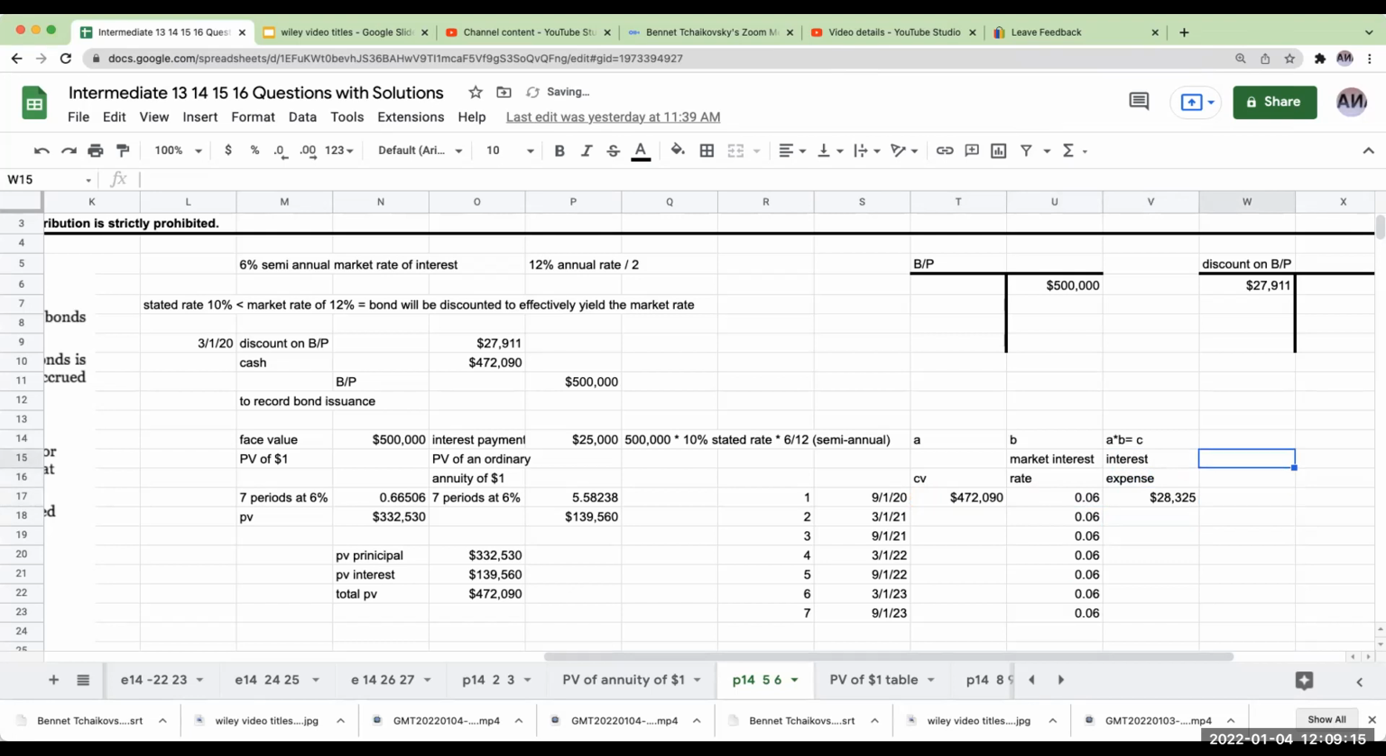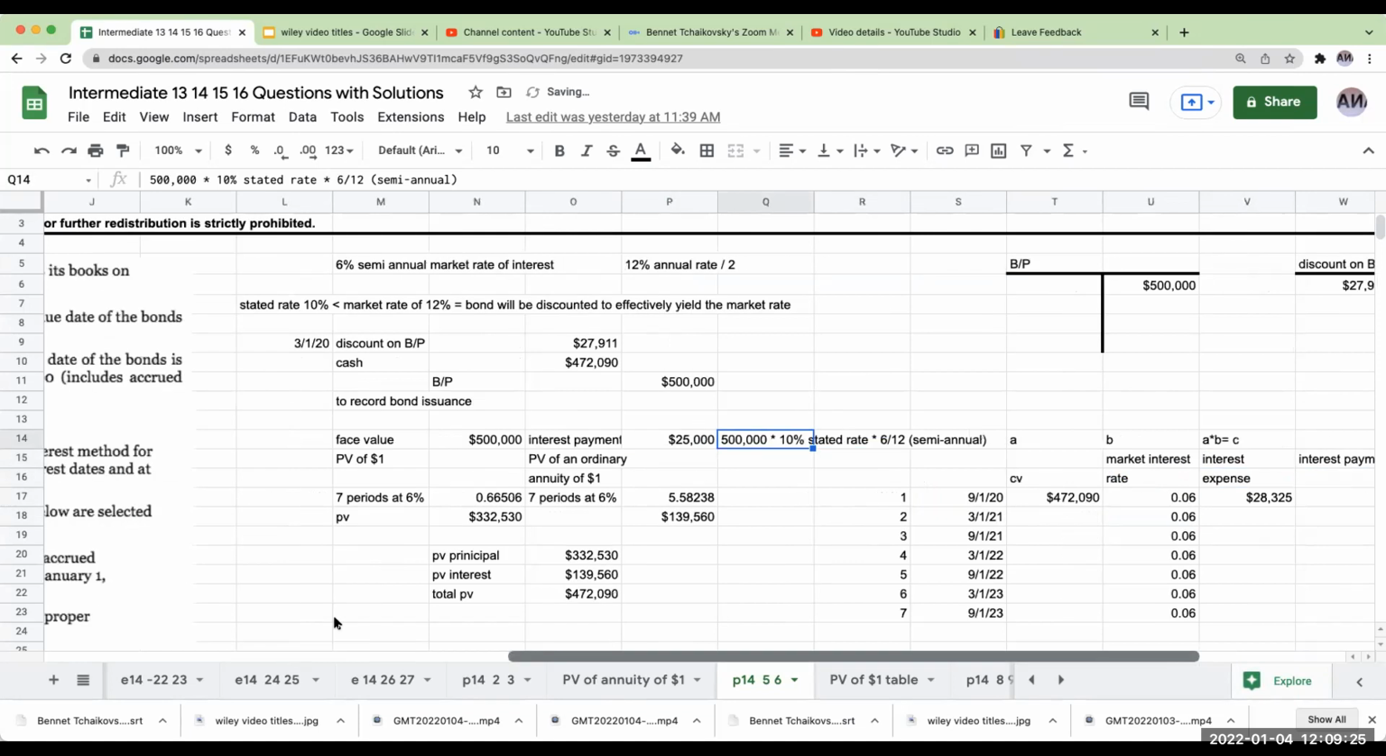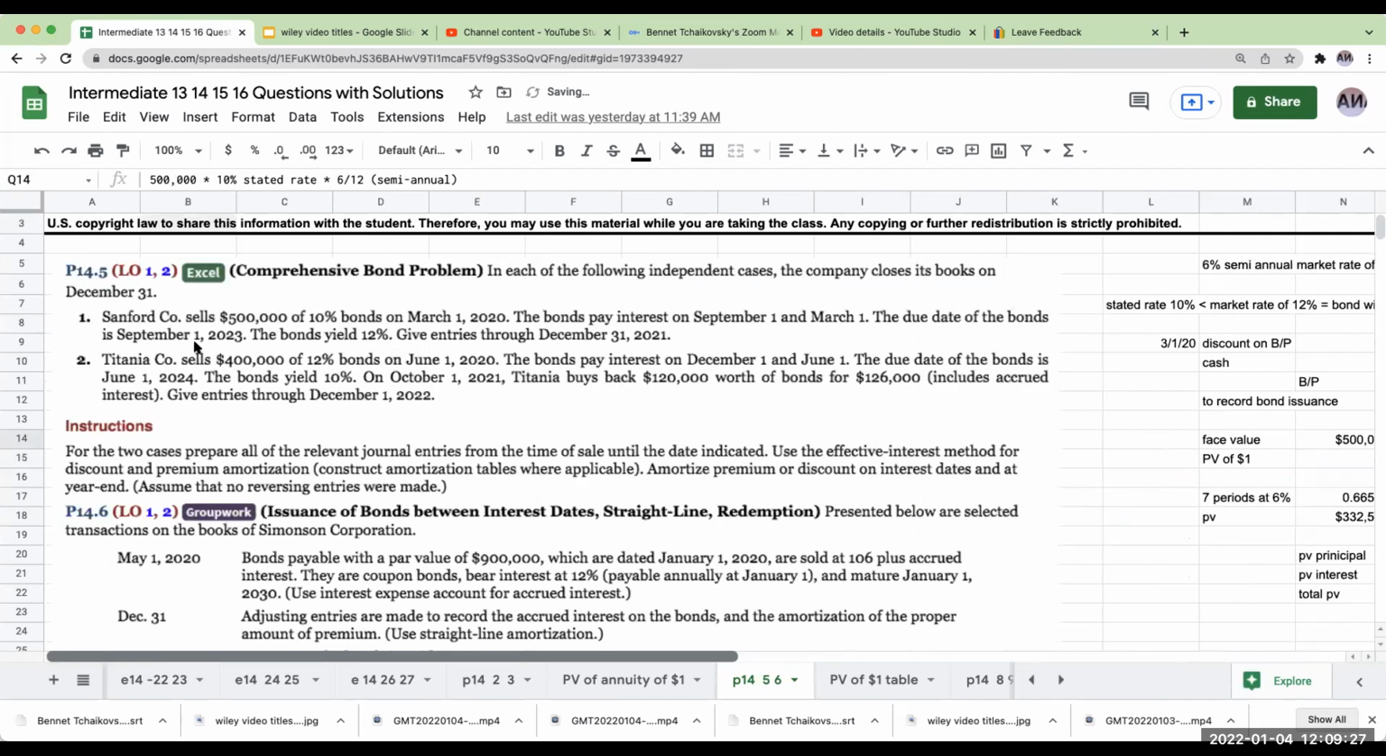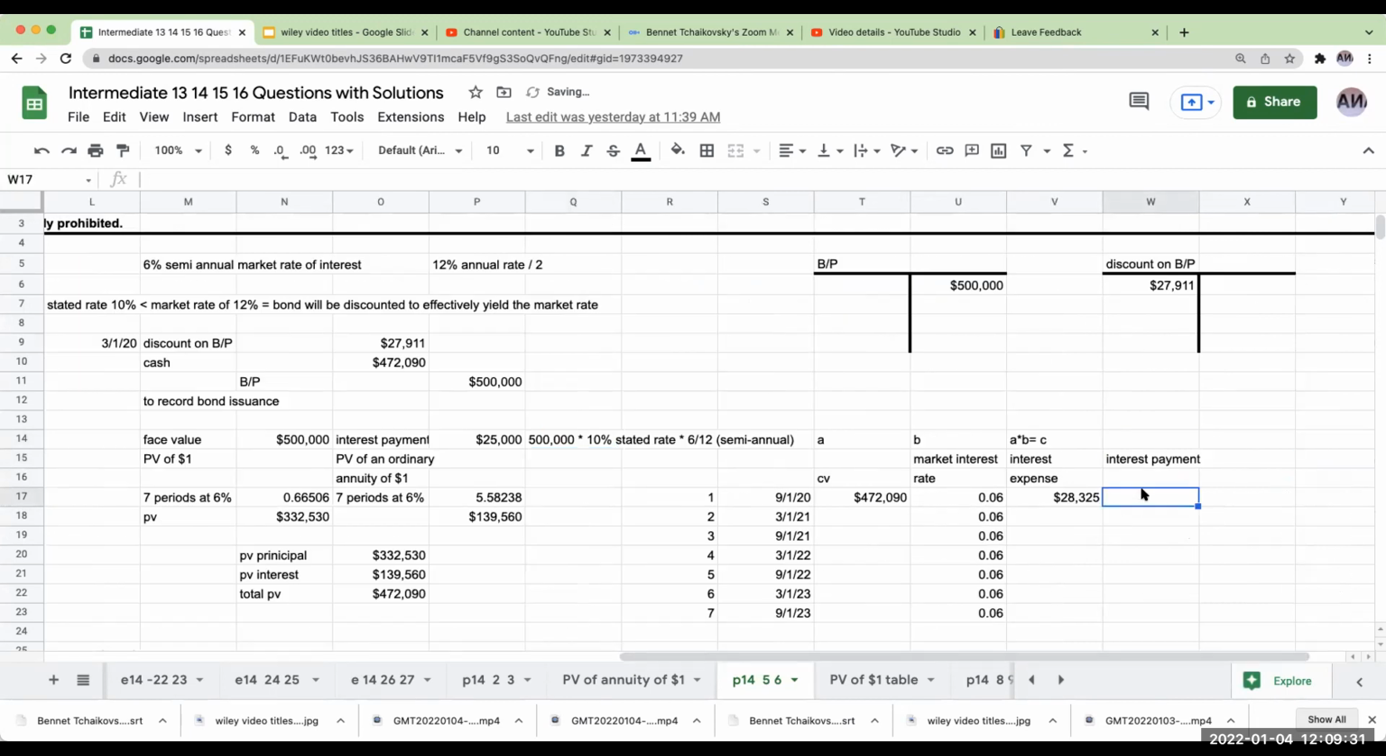Okay, my interest payment is going to be how much? Well, it's going to be the $500,000, which is the face amount of the bond, times 10%, which is the stated rate of interest, times half of that because it's being paid every 6 months. So my interest payment is going to be $25,000.